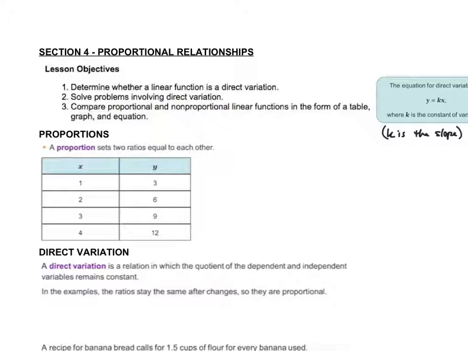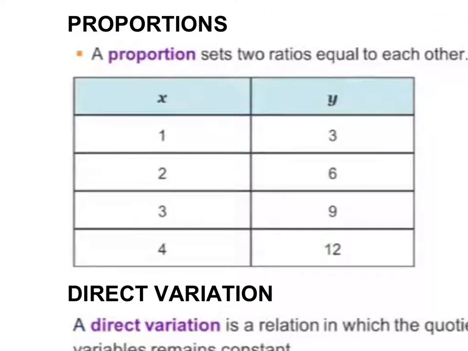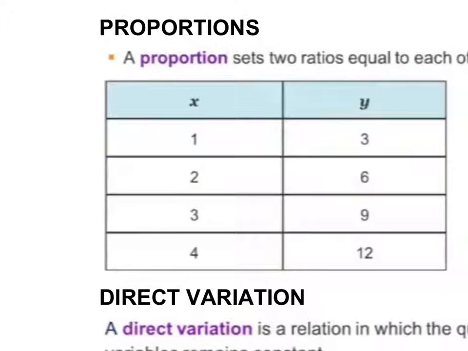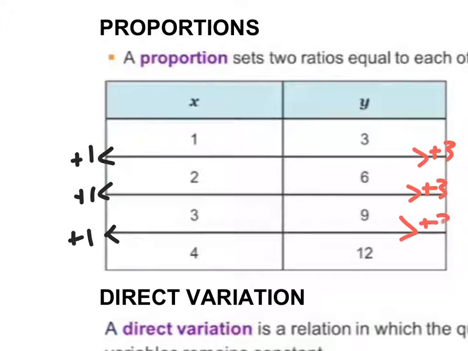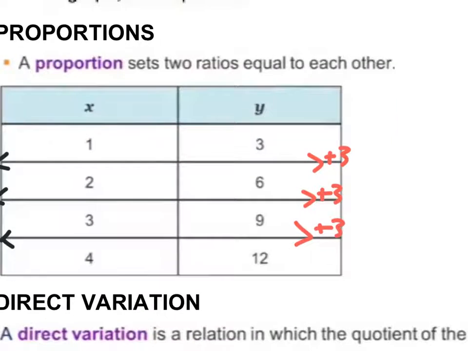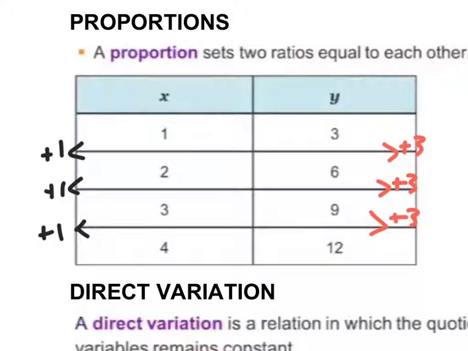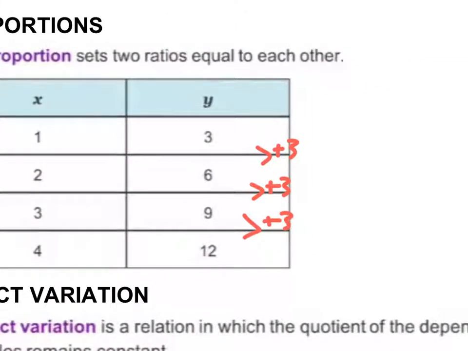Now, what this says here is that a proportion sets two ratios equal to each other. So what I want to do is just calculate the slope. Let's do the slope between these two points. As we increase x by 1, the y values over here increase by 3. We've been looking at tables like this for a while. But what I want to do is look at a situation where I use my slope formula.